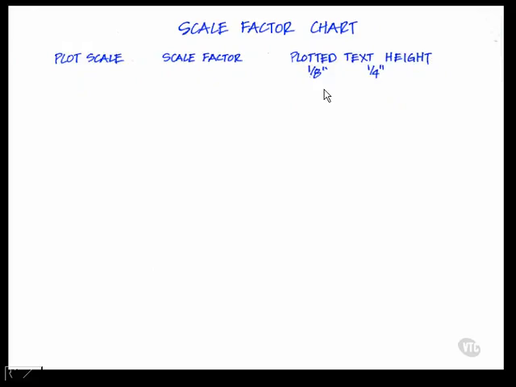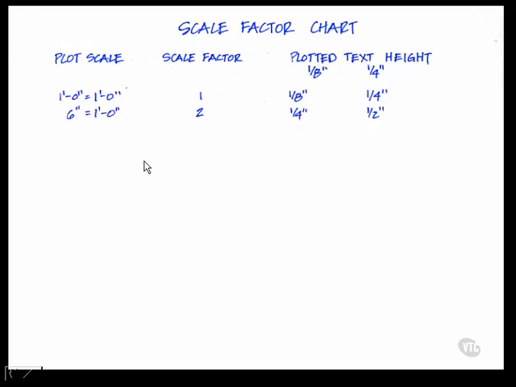For example, if I know I want my text to appear to be 1/8 of an inch in height, and if I know I want my text to appear 1/4 of an inch in height. So then, looking at a drawing that is printed at 1 foot equals 1 foot, we refer to that as full size. The scale factor for that is 1. Obviously, if you do the math, you can reduce this immediately to a ratio of 1:1.